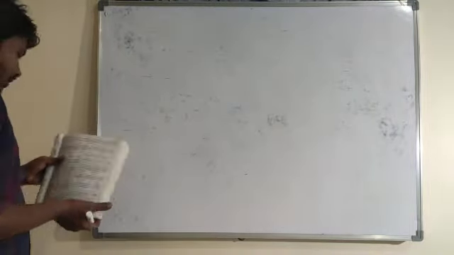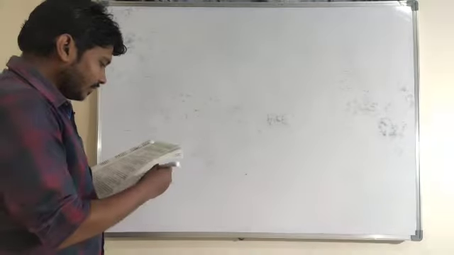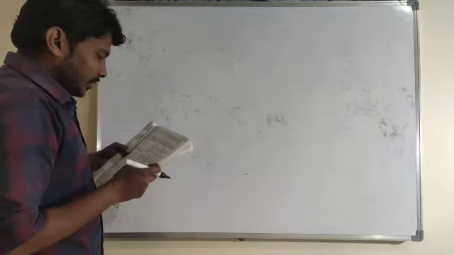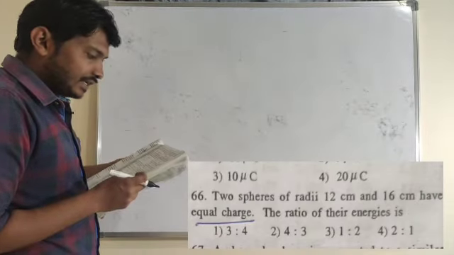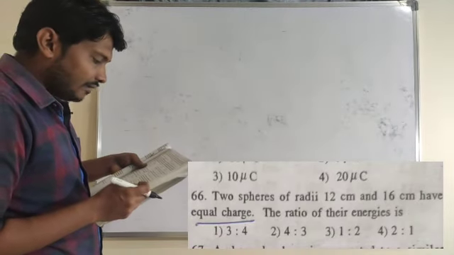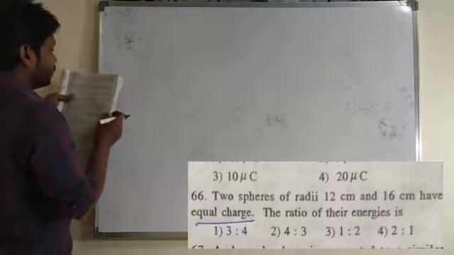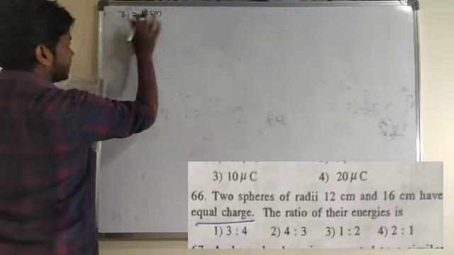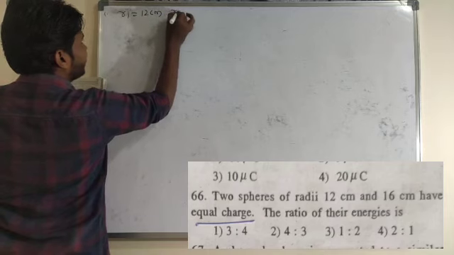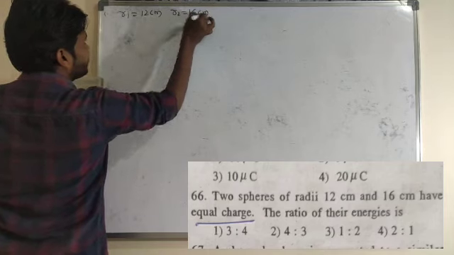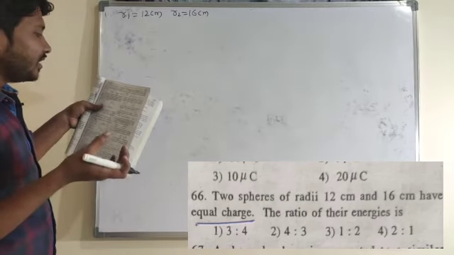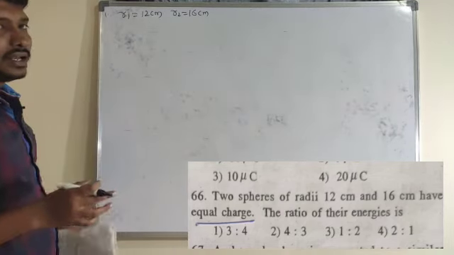Okay. We'll look at the next one. Two spheres of radii 12 centimeter and 16 centimeter have equal charge. So two spheres are there with radius 12 centimeter and 16 centimeter. They mention that these two bodies have equal charges, and the ratio of their energy is asked.